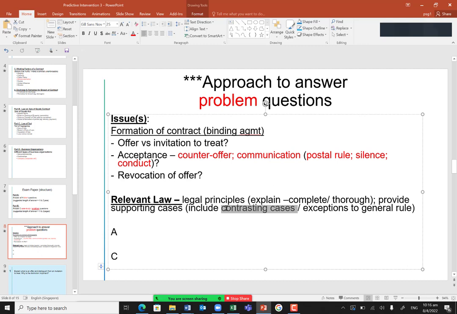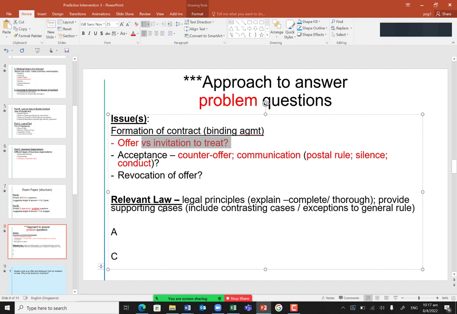So for example, let's go back to a very common exam issue. Let's say it is an issue of offer. And I ask you the question: when a seller advertises to sell his goods, is an advertisement an offer, or is it an ITT? That is the first step of practically every question I've seen on offer and acceptance in relation to formation of contract. The first issue will always be offer versus ITT. That's the issue, I. Then we talk about R, put the relevant law.